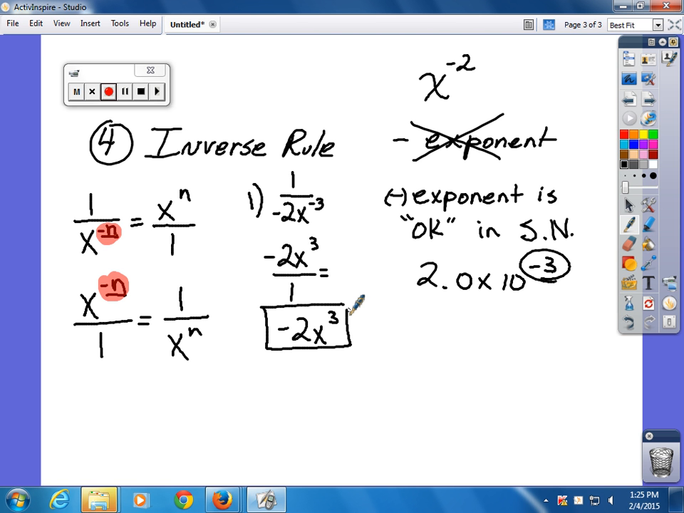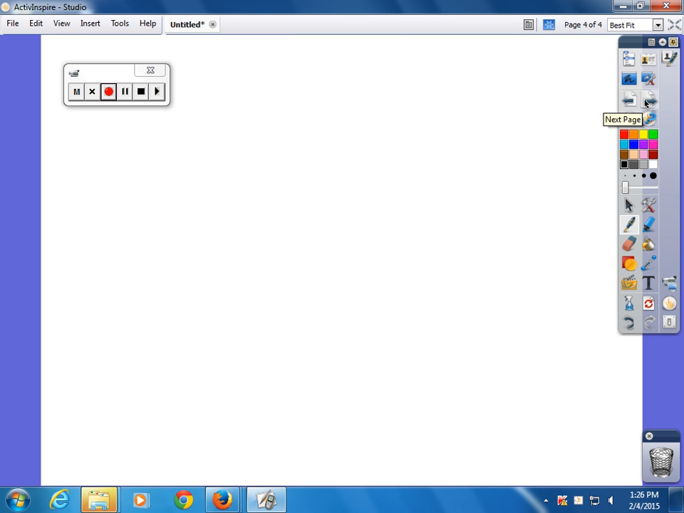So that is the inverse rule. The inverse rule basically addresses what? Negative exponents. So is it detrimental for you to be able to do this rule? No. It's just nice to have so you don't have negative exponents in your answer. The 5th one is called the inverse power rule.